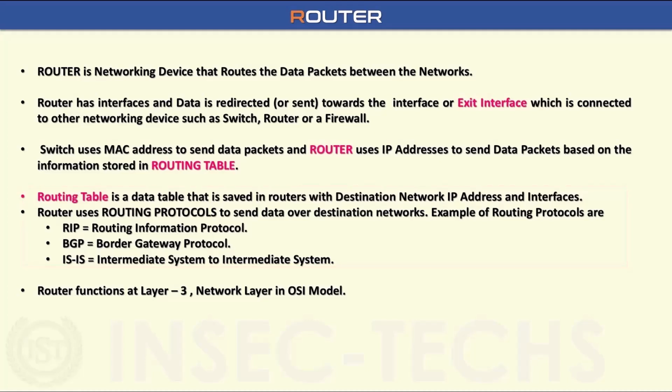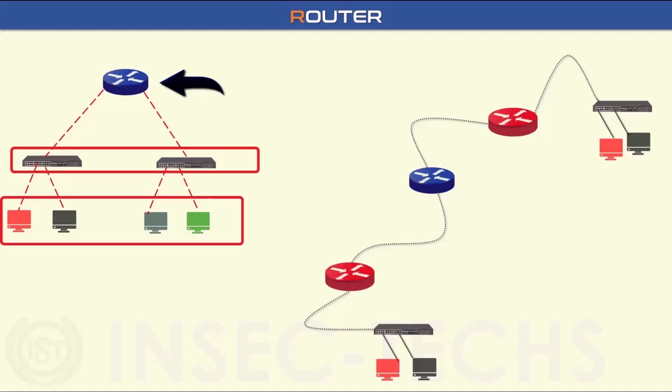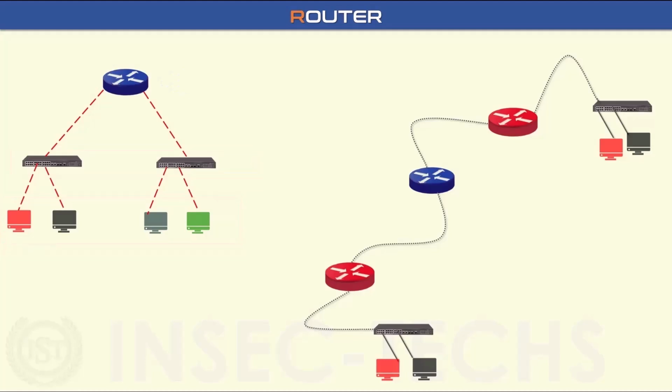A router functions in both LAN and WAN networks, that is, local area networks and wide area networks. As you can see in the slide, this router is connected to two switches, with two computers connected to each switch. So this is a small typical example of a LAN environment. On the right side you have a blue router connected to two red routers, and these red routers are connected to switches. This is a small typical example of a WAN network.